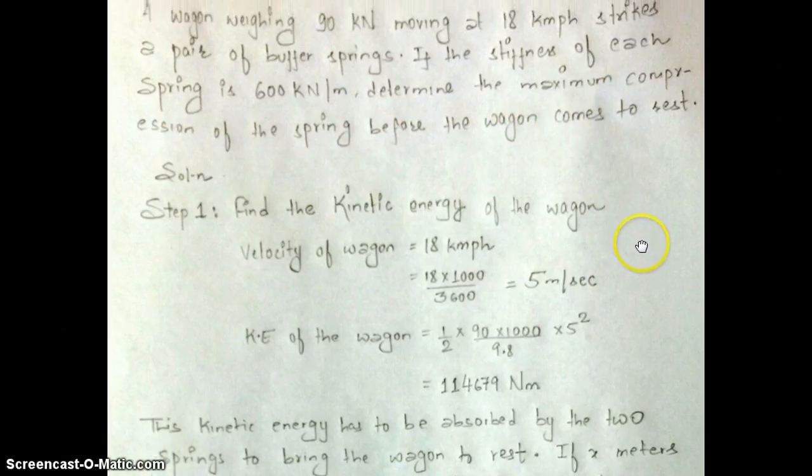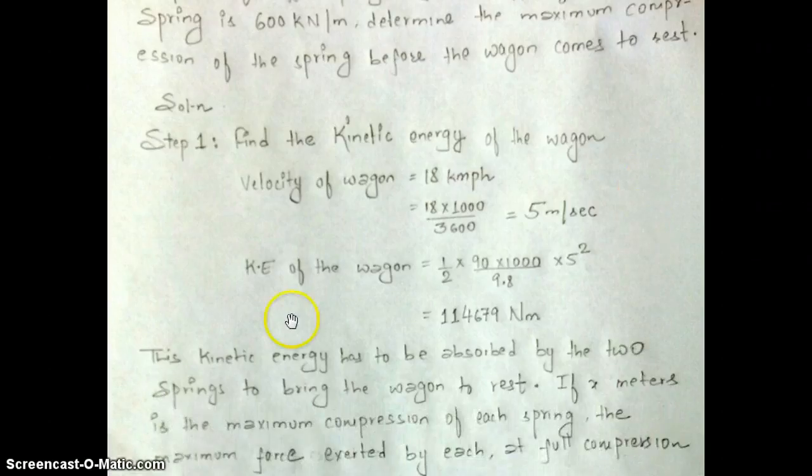Okay, to solve this problem, first, since the wagon is hitting the spring, we need to find the kinetic energy of the wagon. To find the kinetic energy, we need to know the velocity of the wagon. Now the velocity of the wagon is 18 kilometers per hour. We need to change that to meters per second. So we multiply 18 by 1000 because 1 kilometer is 1000 meters, and then an hour is 3600 seconds. So we do that and it comes out to be 5 meters per second.